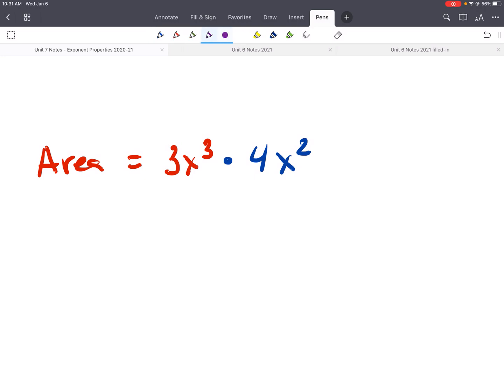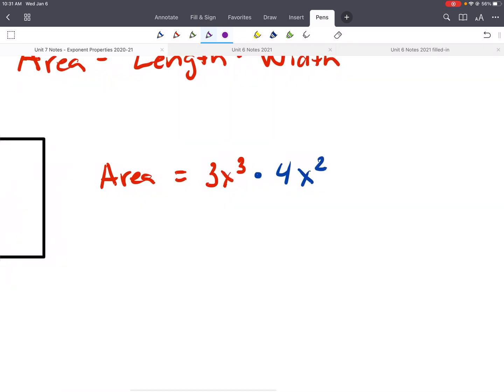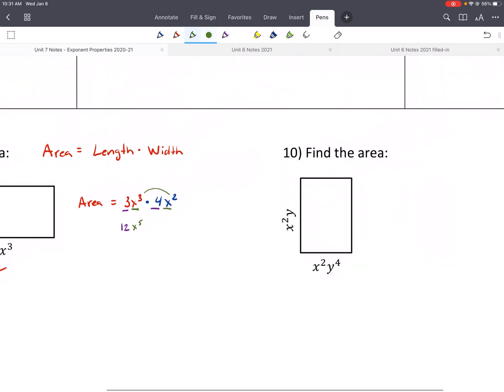So now we have an equation that we need to solve, and it's just like what we've done above, except now we had to put it into that equation. So we have 3x to the 3rd times 4x squared. Again, we multiply the coefficients as normal, so 3 times 4 is 12. And then since we have like bases, the x's are the same, we're going to add their exponents. So 3 plus 2 is 5. So x to the 5th. And that's your answer. Area is equal to 12x to the 5th.